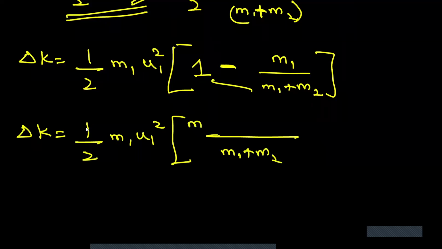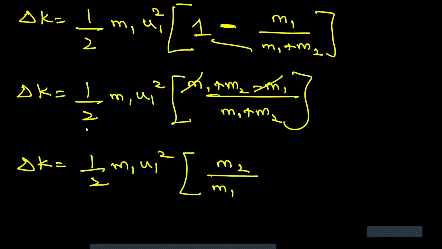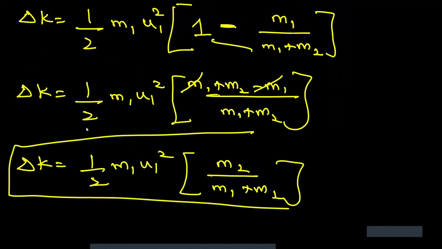Crisscross. It will become M1 plus M2 minus M1. Regular algebra here. Cancel off M1 and M1. So delta K is equal to half into M1 U1 square remains as it is, open bracket. Whatever is remaining, copy paste that carefully. M2 divided by M1 plus M2. This is your final answer for inelastic collision.